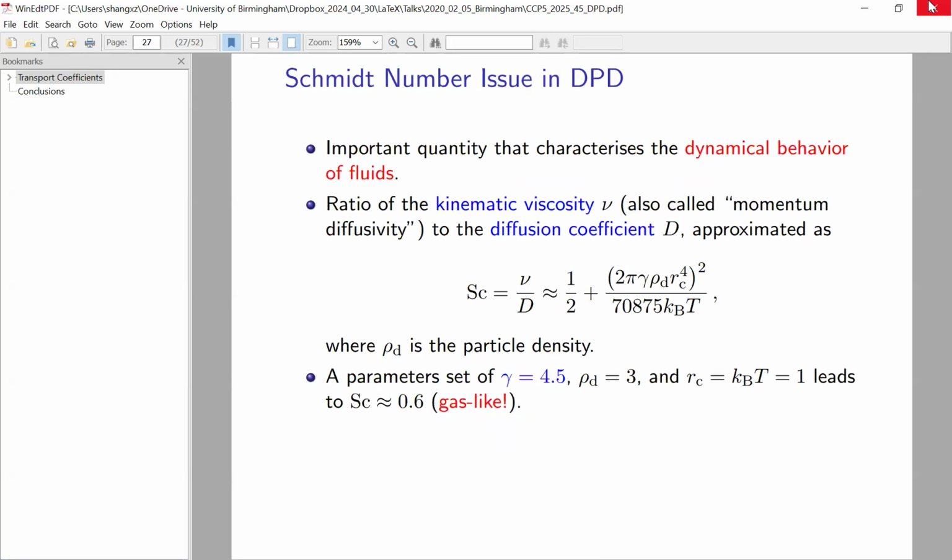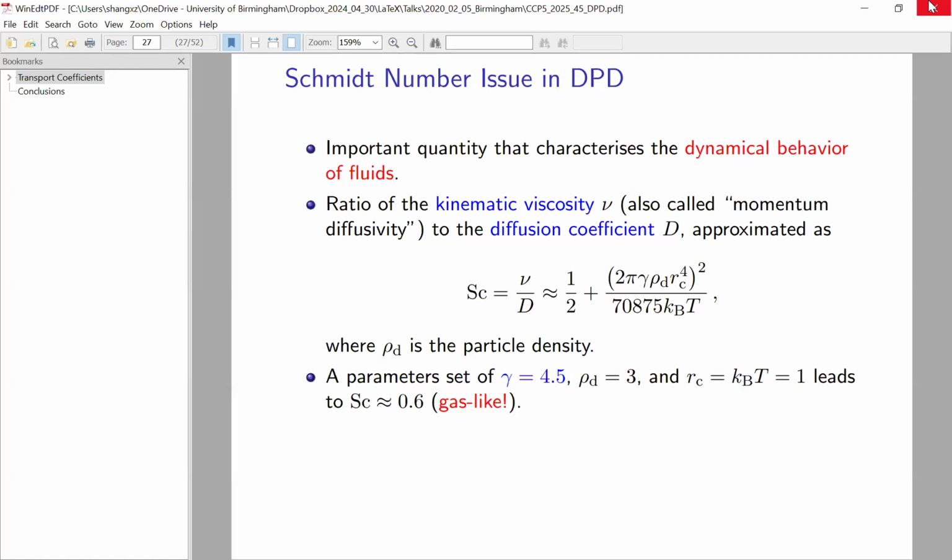The Schmidt number is quite an important quantity that characterizes the dynamical behavior of fluids. It's a ratio of the kinematic viscosity nu over the diffusion coefficient D. The kinematic viscosity is basically the momentum diffusivity, and the diffusion coefficient is the mass diffusivity. In typical liquids, you would expect momentum to diffuse much faster than mass, so we would expect the Schmidt number to be on the order of 1000. But for a gas, you would expect momentum to diffuse as fast as mass, so you would expect a Schmidt number on the order of 1.